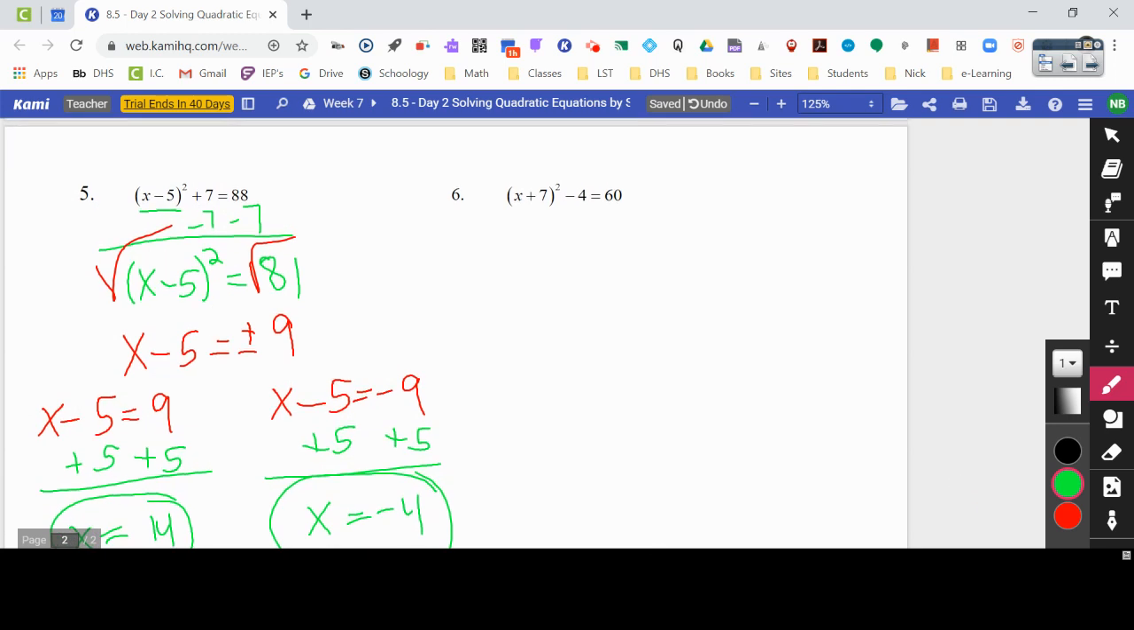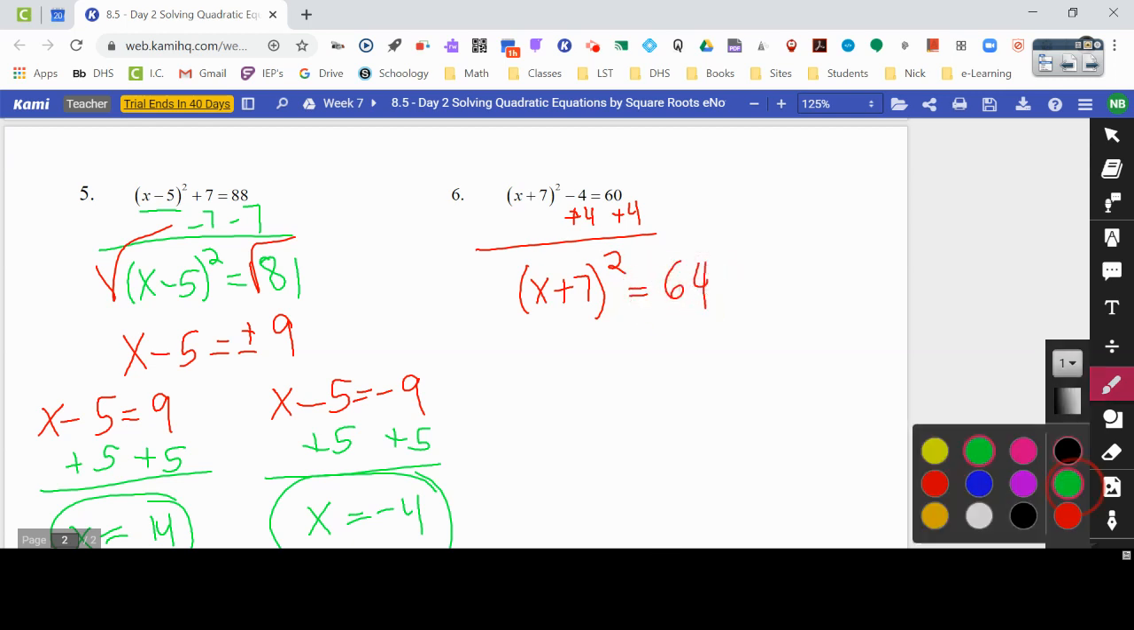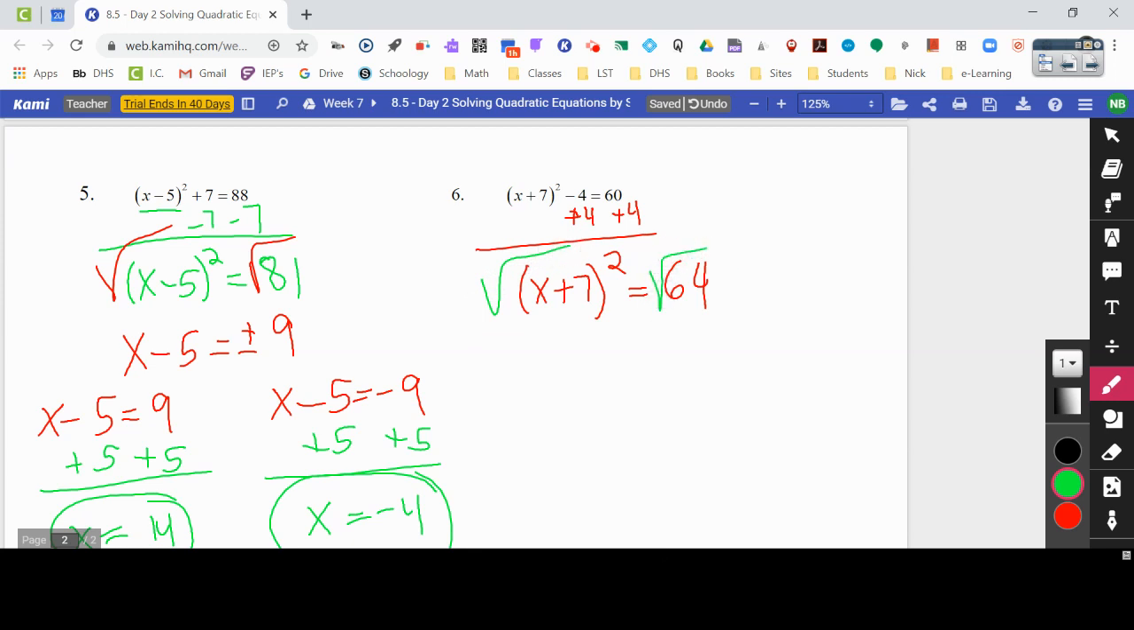Right, example 6, we have the quantity of x plus 7 squared minus 4 is equal to 60. All right, so for this one, what is our first step in solving this quadratic equation? That's right, we have to isolate the squared term by adding 4 to both sides. So here we're going to get x plus 7 squared is equal to 64. Now I'm ready to take the square root of my left side. I take the square root of my right side.